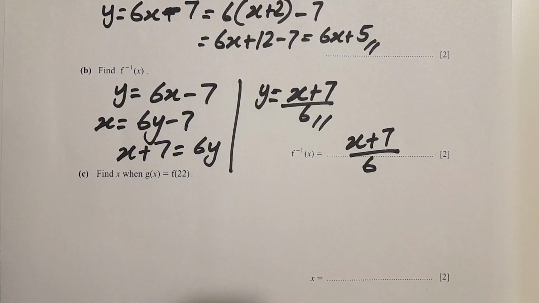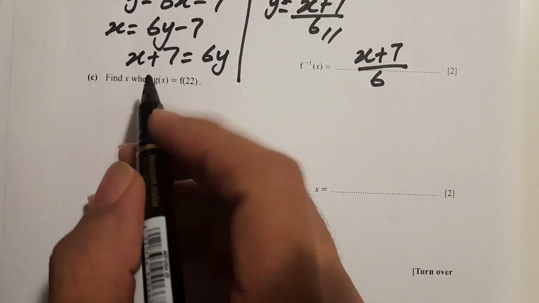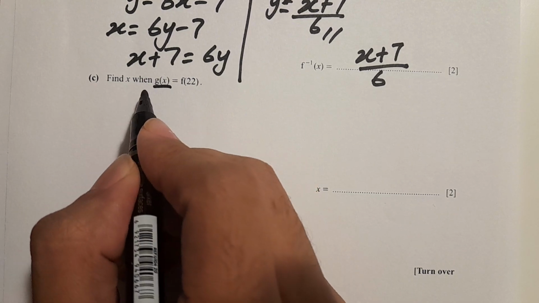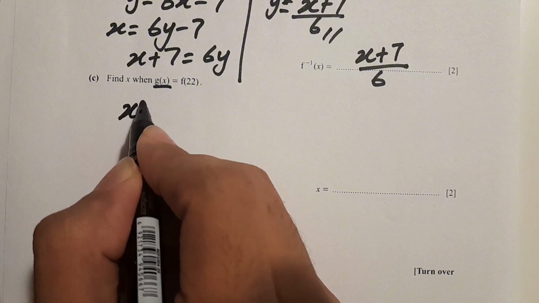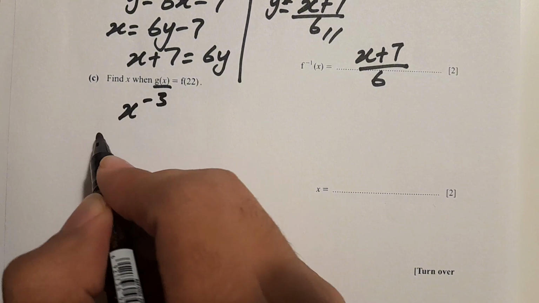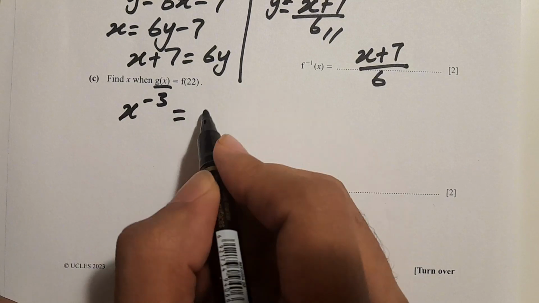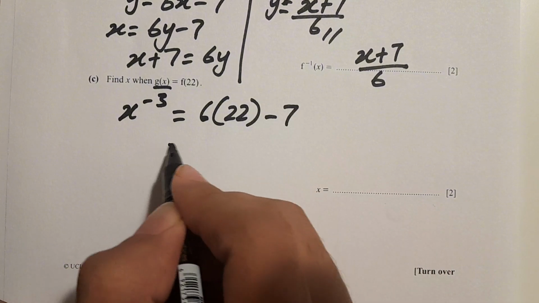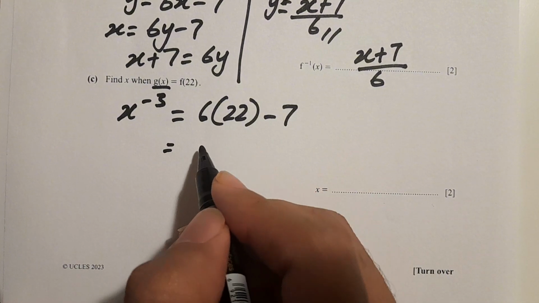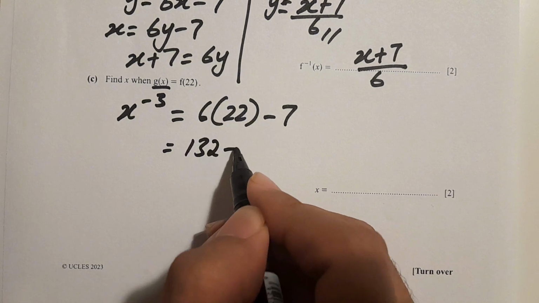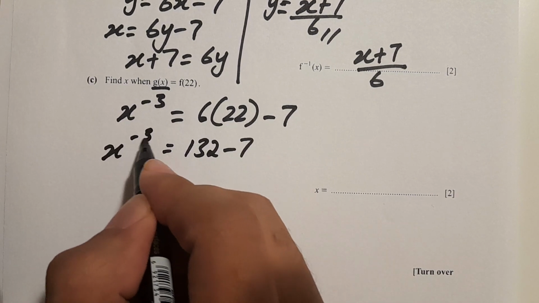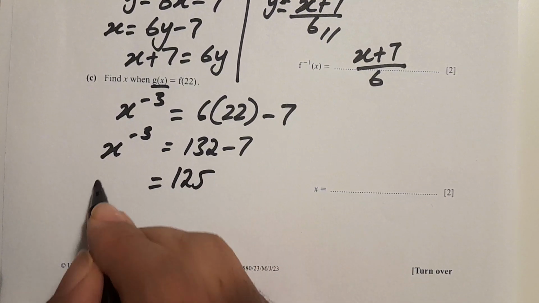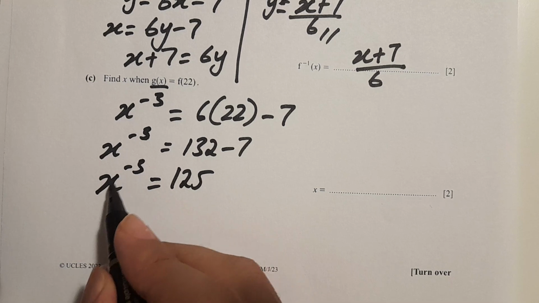Part C states, find x when g of x is equal to f of 22. So we will first write the equation of g of x, which is x to the power of minus 3, which is a cube root, is equal to f of 22. So 6 multiplied by 22 minus 7. So 6 times 22 will be 132, minus 7. So 132 minus 7 will be 125, and x to the power of minus 3 is a cube root.